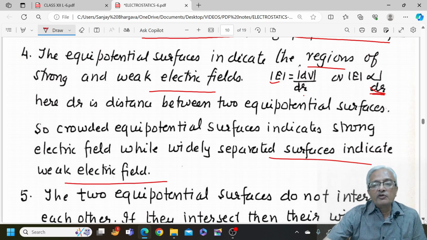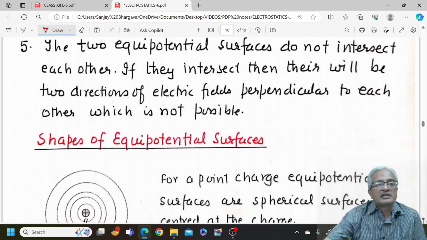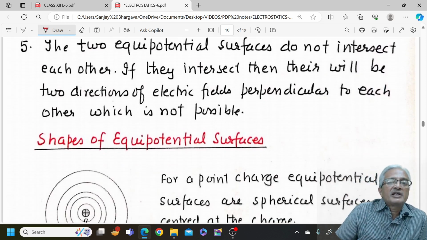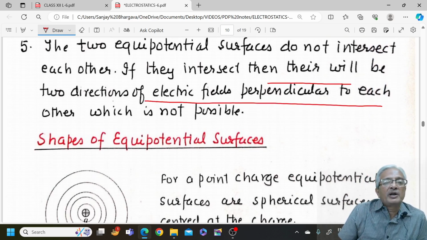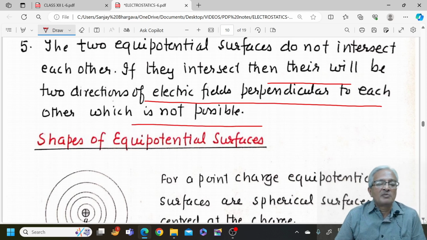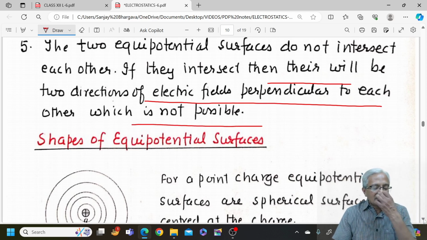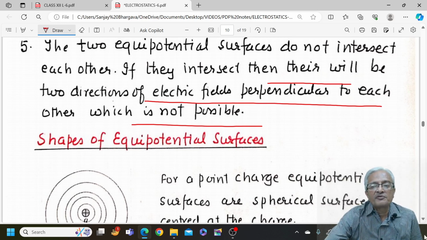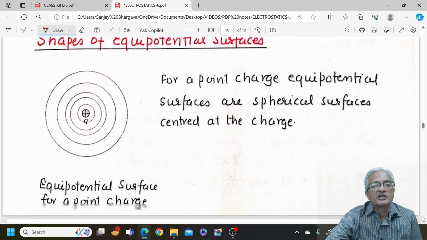Normally, two equipotential surfaces do not intersect each other. If they intersect, then there will be two directions of electric field perpendicular to each other at the point of intersection, which is not possible. Now we need to draw different shapes of the equipotential surfaces for different types of charge distributions.